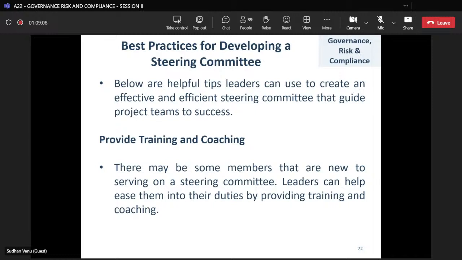So for the steering committee, there are some members who are new to serving on a steering committee, and leaders can help ease them into their duties by providing training and coaching. When we are creating the steering committee, the people in the committee may already be aware of this. Sometimes they come from other organizations to move onto the committee, or they are getting shares from other things. Then they have to be provided training and coaching about the steering committee.